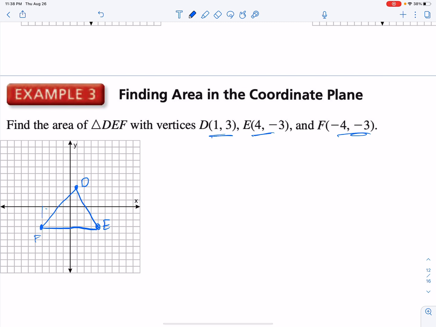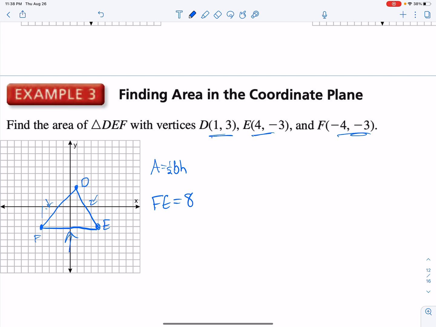Sometimes kids start doing the distance formula for these sides like DE and DF to find the height. But remember, the area formula of a triangle is 1/2 base times height. So I need to identify a base, which I'm going to call the base FE. And I can count what FE is because both of my Y values are the same. So FE is equal to 8.